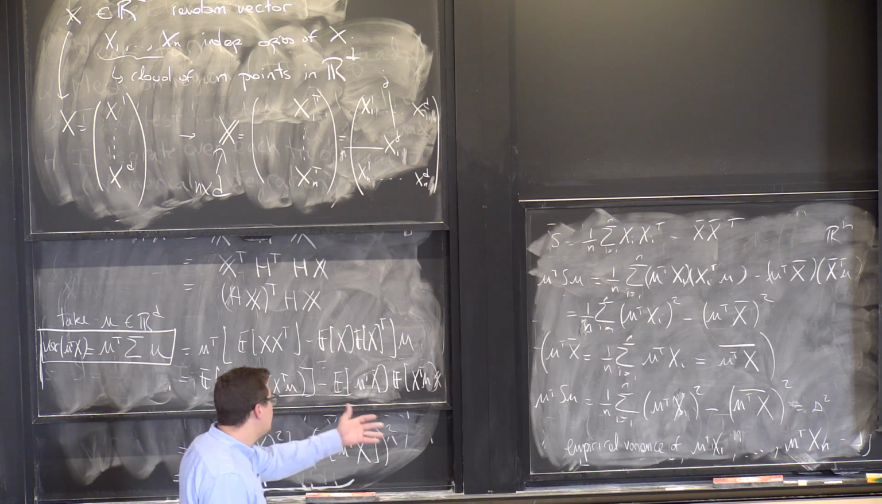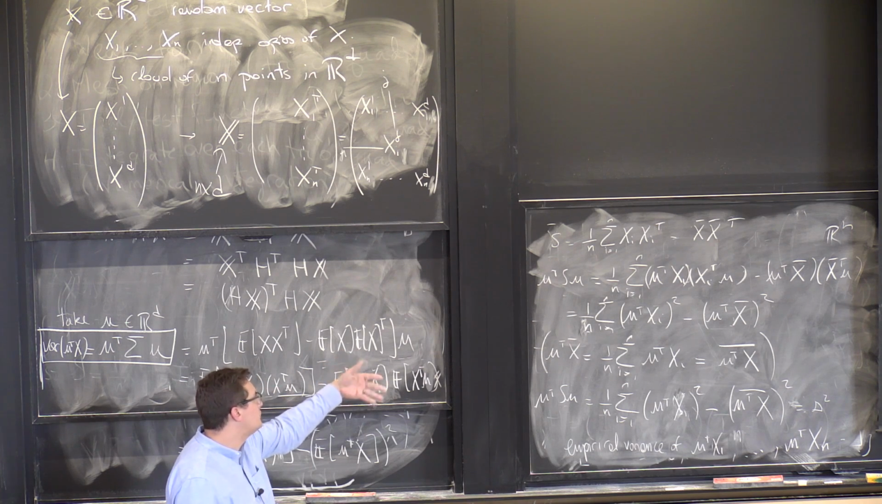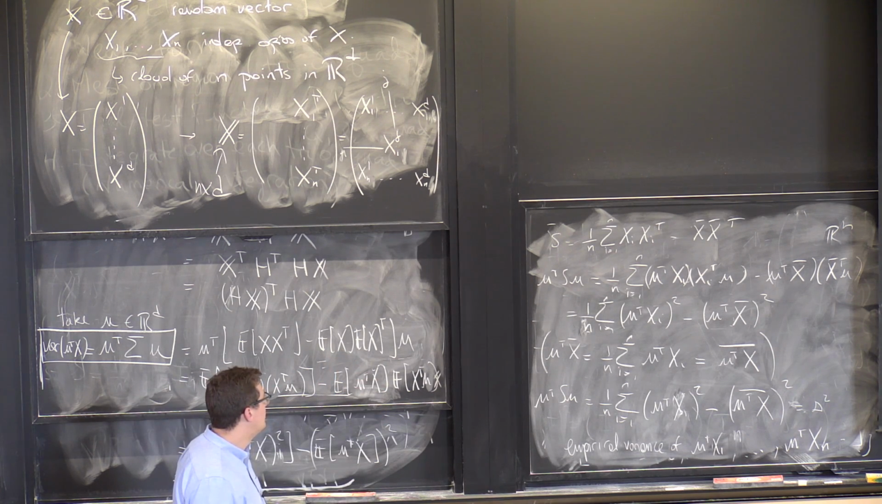Okay, and here, same thing. I use exactly the same thing. The only thing I use is really the linearity of 1 over n sum, or the linearity of expectation, that I can push things in there. Okay?